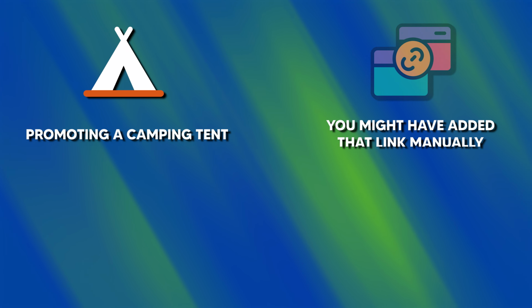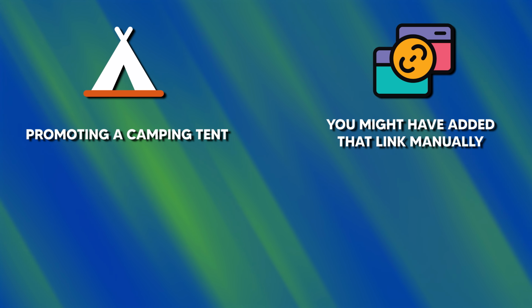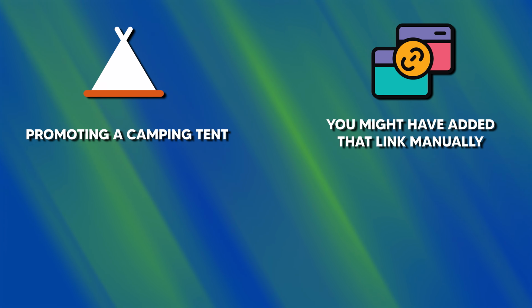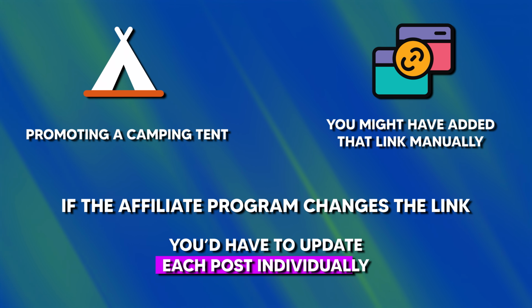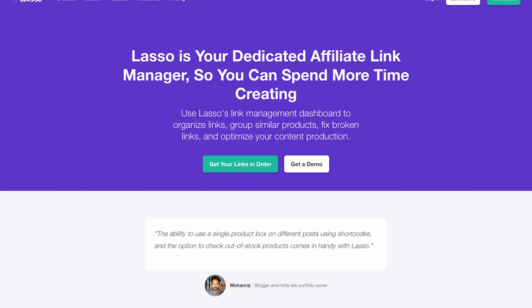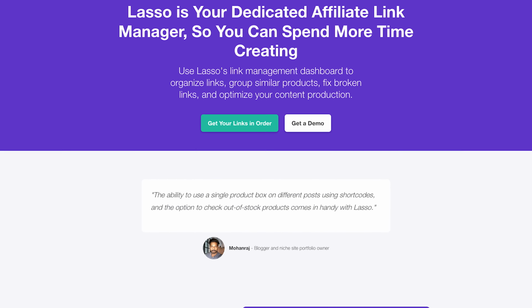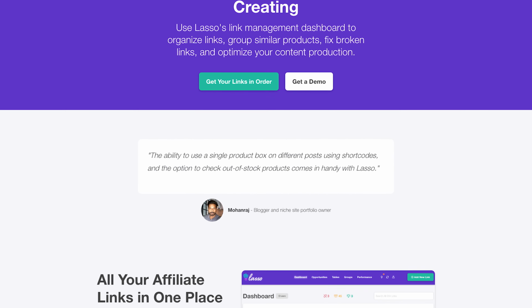In the past, you might have added that link manually across 10 different blog posts. If the affiliate program changes the link, then you'd have to update each post individually. With Lasso, you only need to update the link once in your dashboard, and the changes propagate site-wide. This feature alone can save you hours of manual work while ensuring that no sales are lost to broken or outdated links.